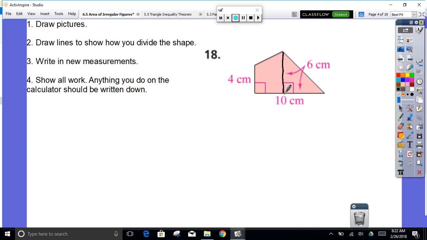So let's take a look at our trapezoid. For our trapezoid, we need 1/2 base 1 plus base 2 times the height. So we have one of the bases is 4. We have the other base, which is 6. Do we know the height of that trapezoid? Because we need to know that also. Yes. Okay, Jake, what's the height of that trapezoid?